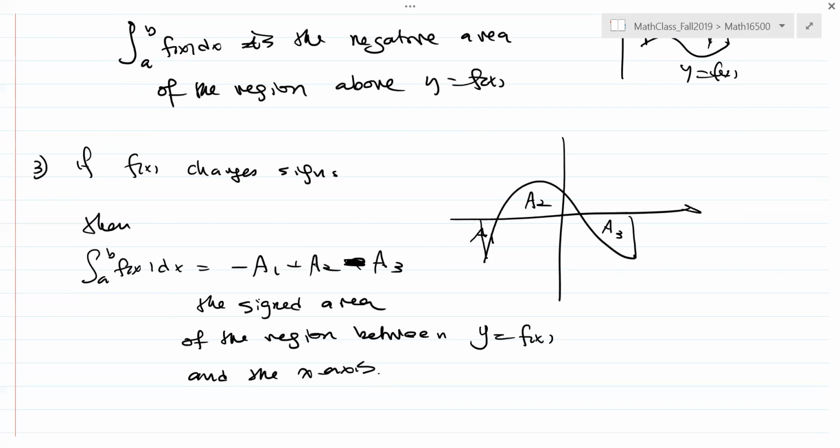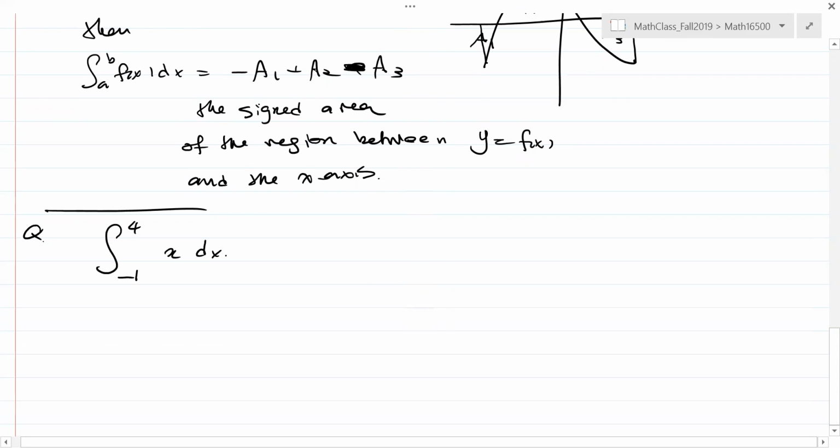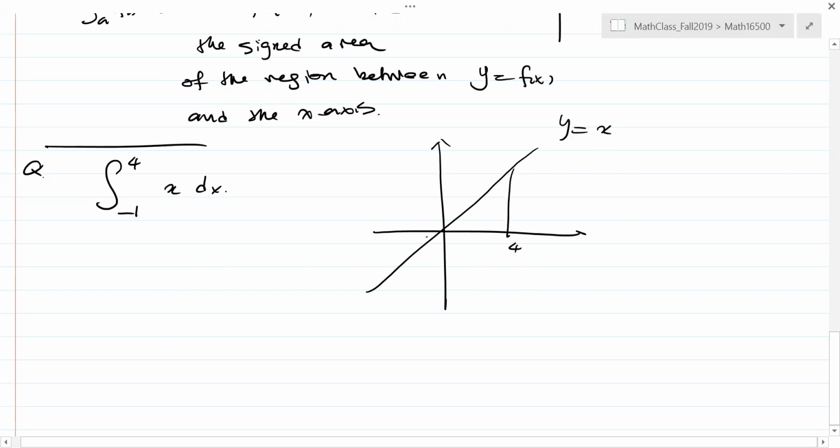Okay. So how about that? Evaluate the integral from -1 to 4 of x dx. Okay. All right. So let's use the above geometric interpretation of the integral to evaluate. First of all, you draw the graph. This is a straight line y equals x, and here it is 4. That's 1, -1, right? From -1 to 4.